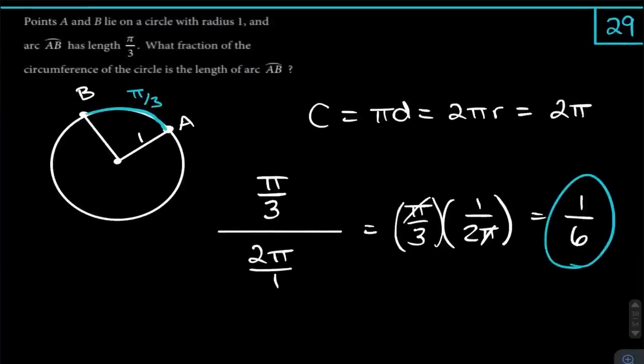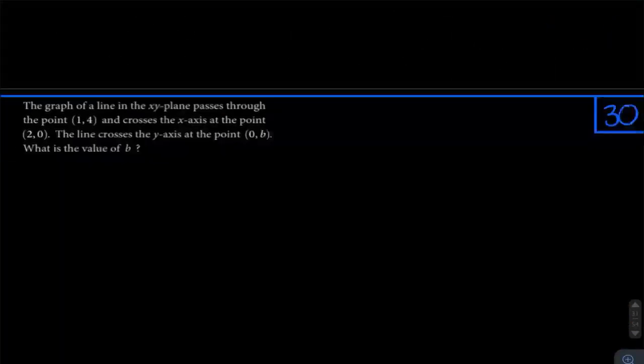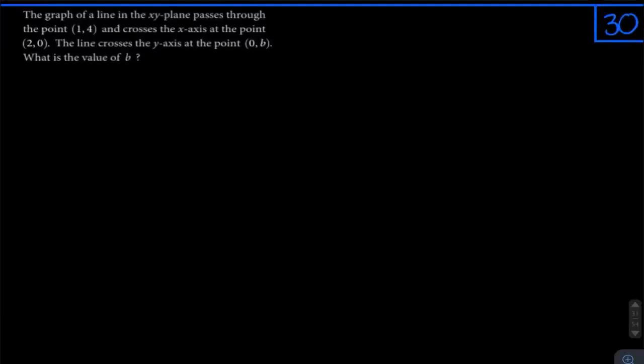Okay, awesome. So now we're going to move on to the last problem for me for tonight, but you might still keep going, grinding it out here, and I respect that. The graph of a line in the xy plane passes through the point (1, 4), and it crosses the x-axis at (2, 0). The line crosses the y-axis at the point (0, b). It's going to be up here somewhere. What's the value of b?